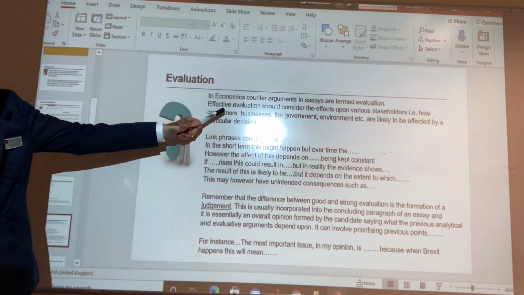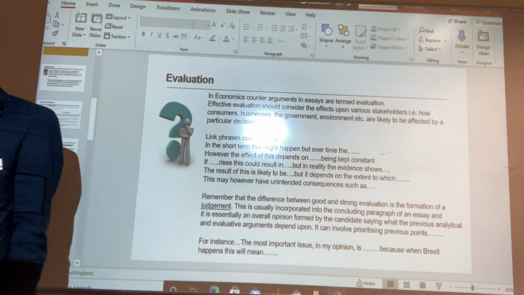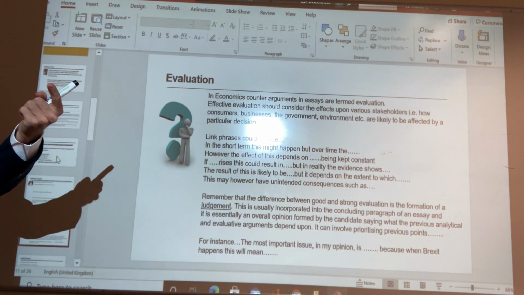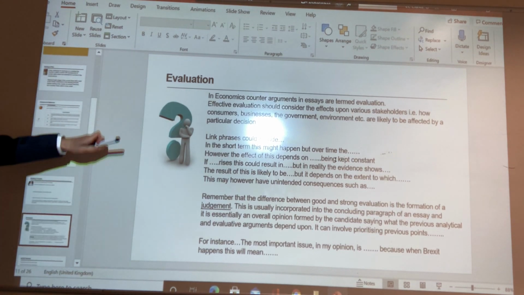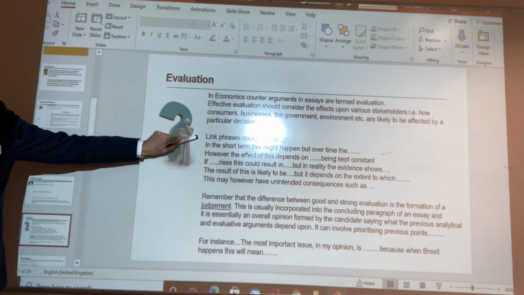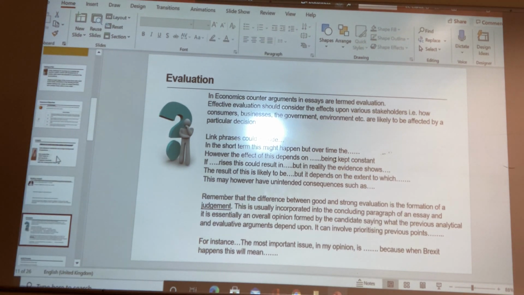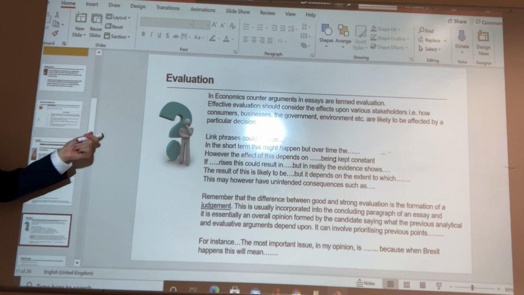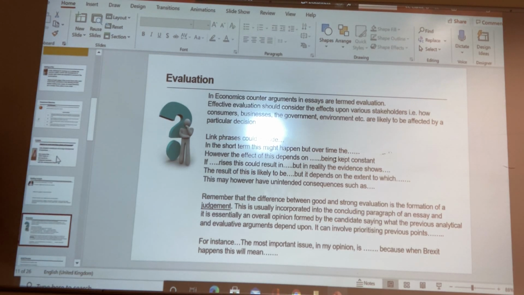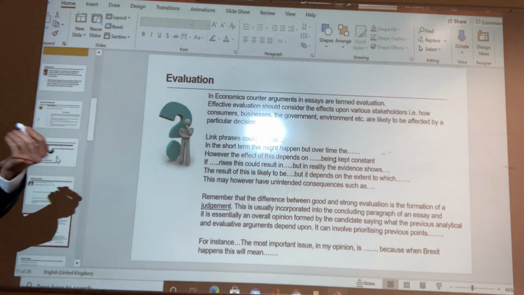So, effective evaluation should consider the effects upon various stakeholders. Now, what are stakeholders? We mean consumers, households, firms, governments, foreign sector. So, these are the types of phrases that you need to use in your evaluation statements. Now, it says in the examiner's reports, tell your students in their conclusions, in their judgments, don't use tautology. So let's not use tautology in our conclusions, Brooke.